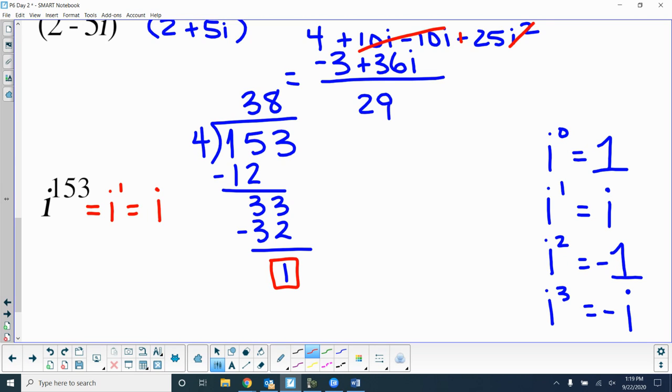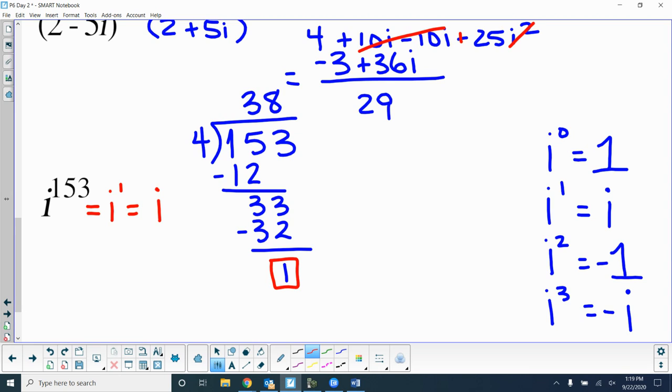Whatever that remainder is, and the remainders can only be 0, 1, 2, or 3. That's 4 things, 0, 1, 2, or 3. It could be a whole number when I divide the number by 4. So that would be i to the 0, no remainder. The answer is 1. For 153, when I divide it by 4, the remainder is 1, so that means it's i to the first, which is i. If the remainder was 2, that means it's i squared, which is -1. If the remainder is 3, it means it's i cubed or -i.